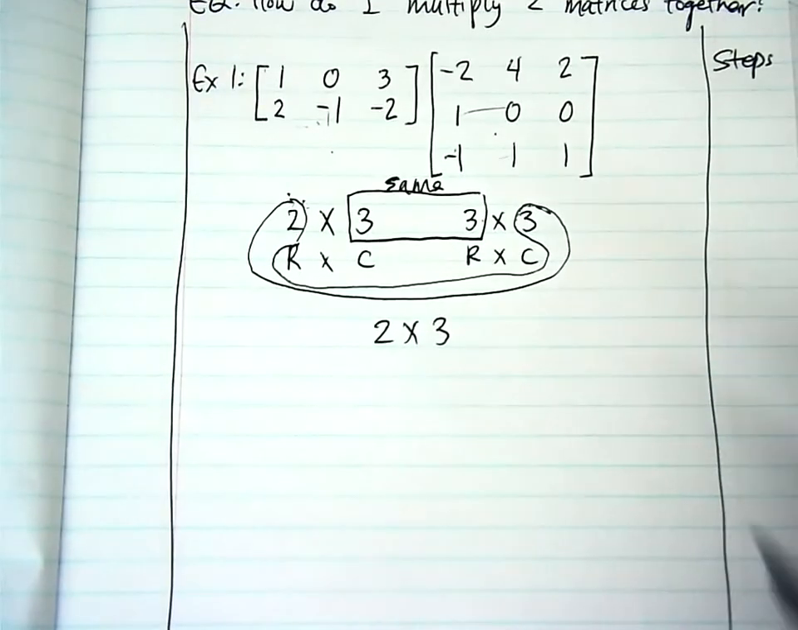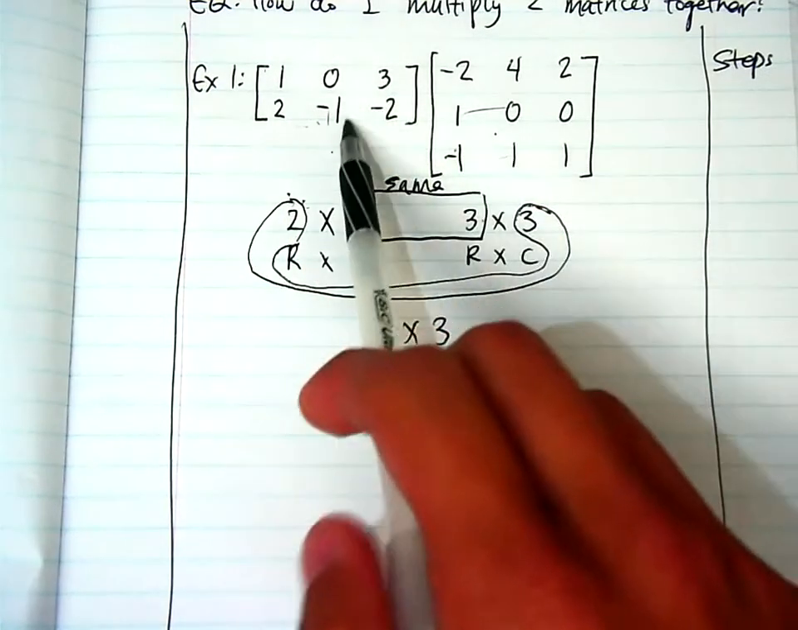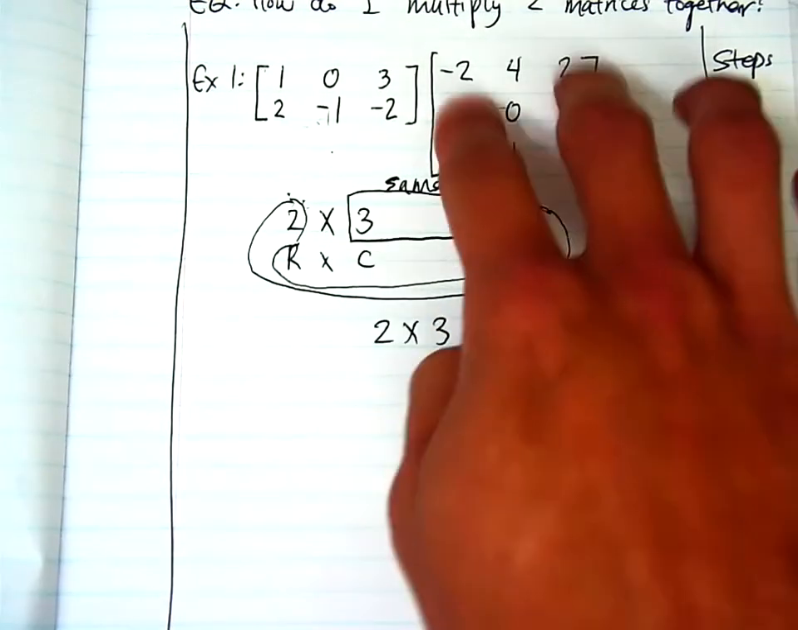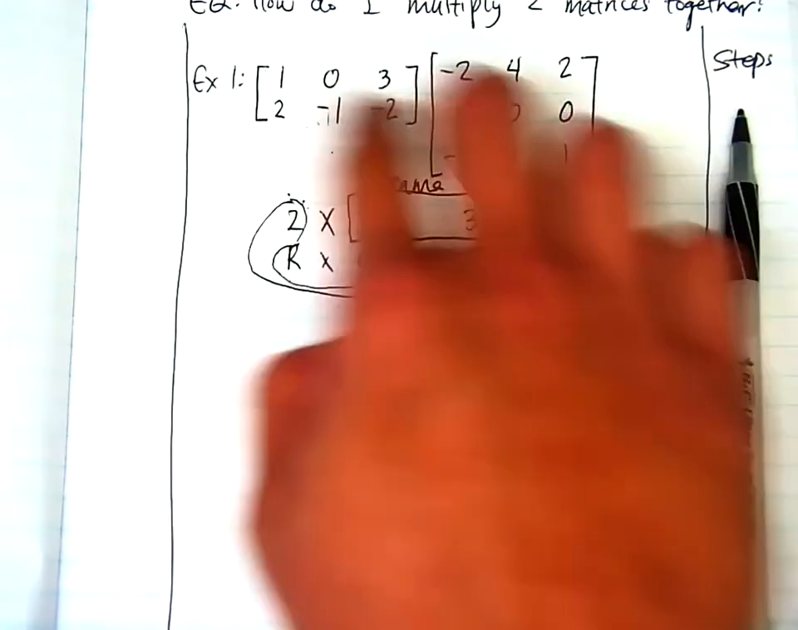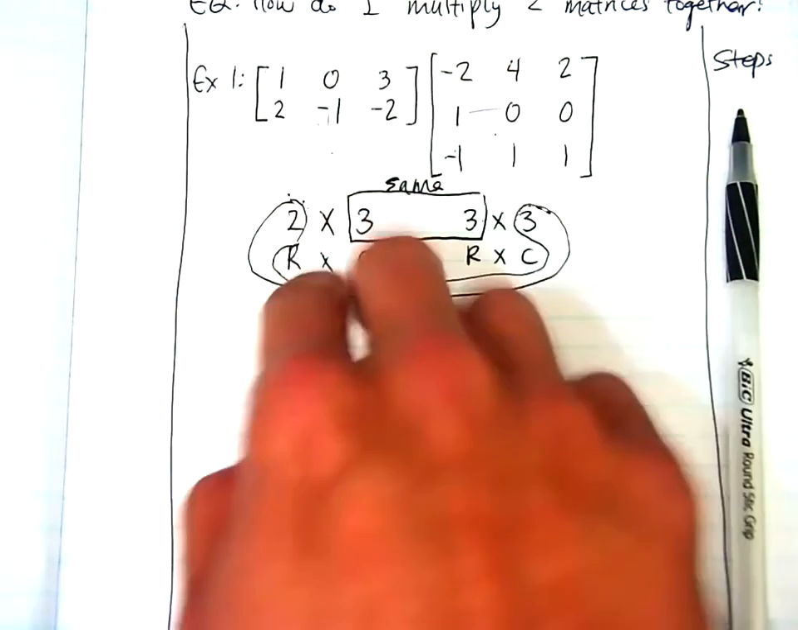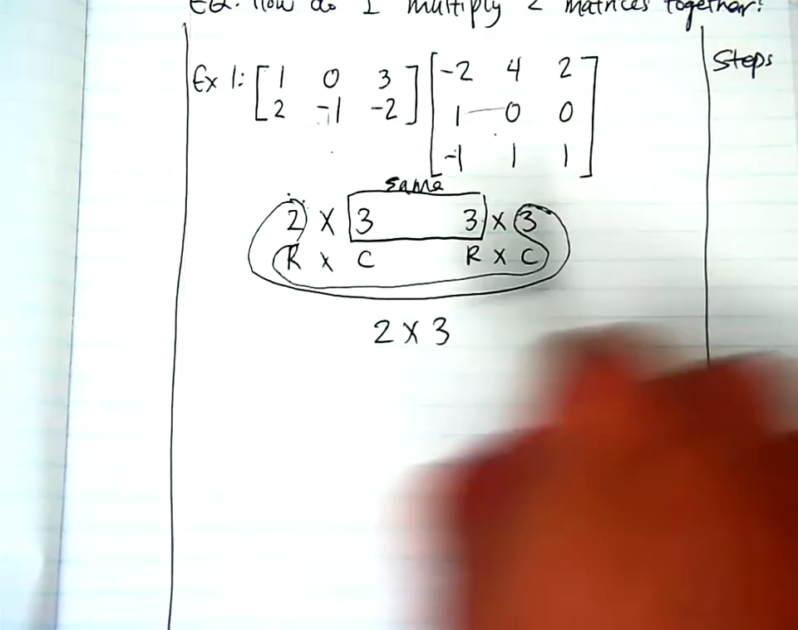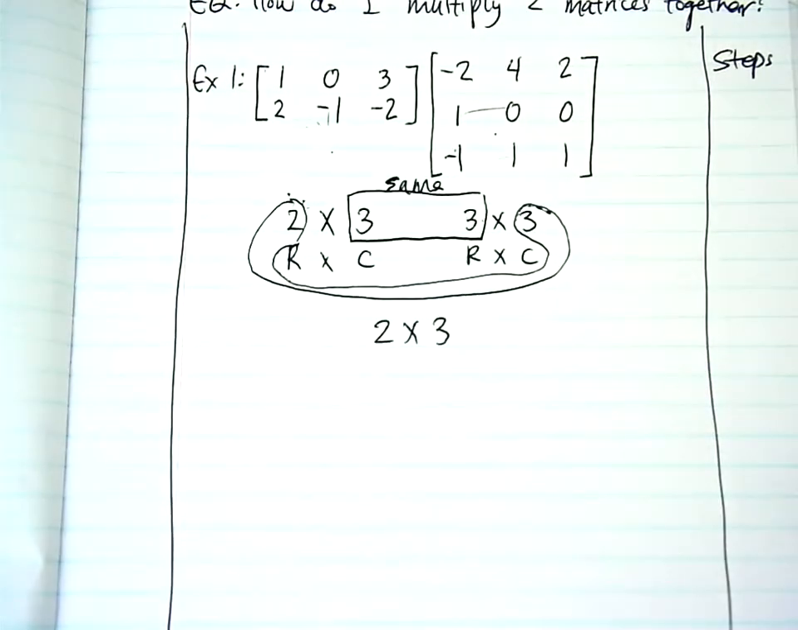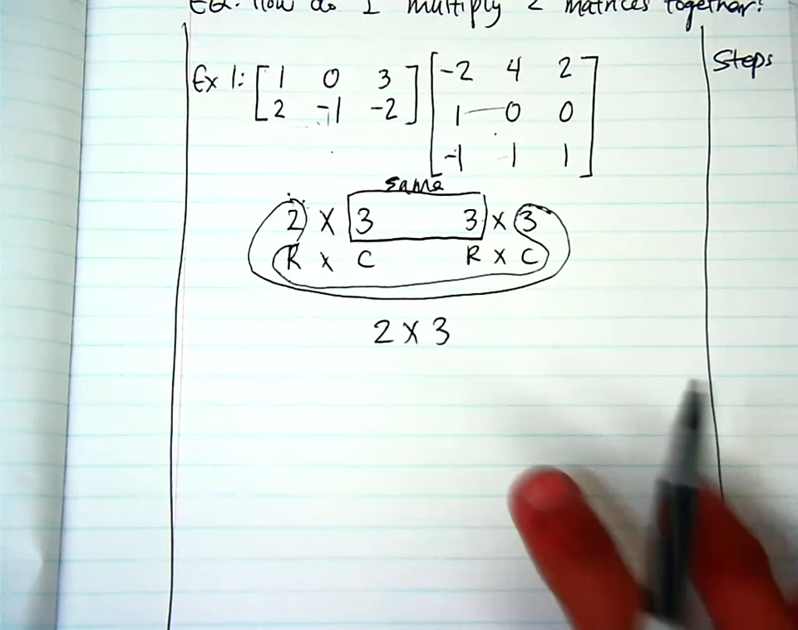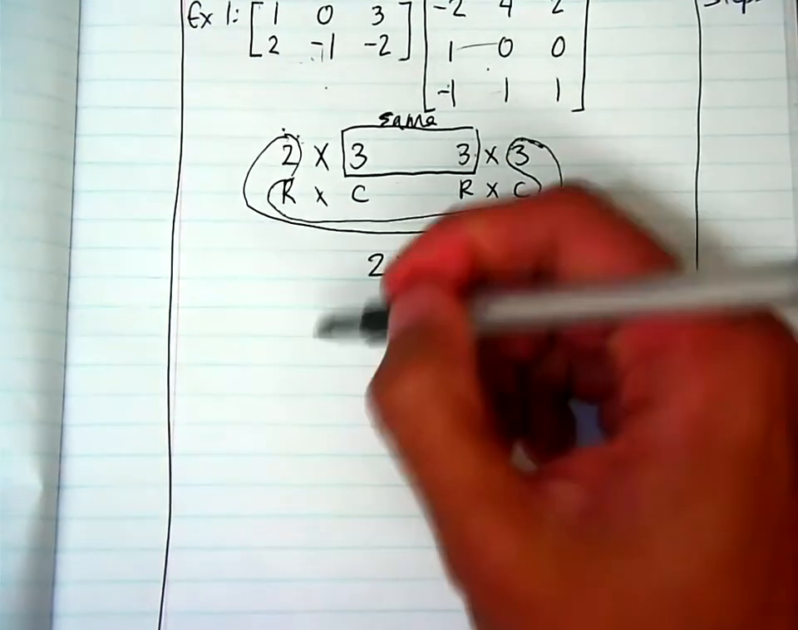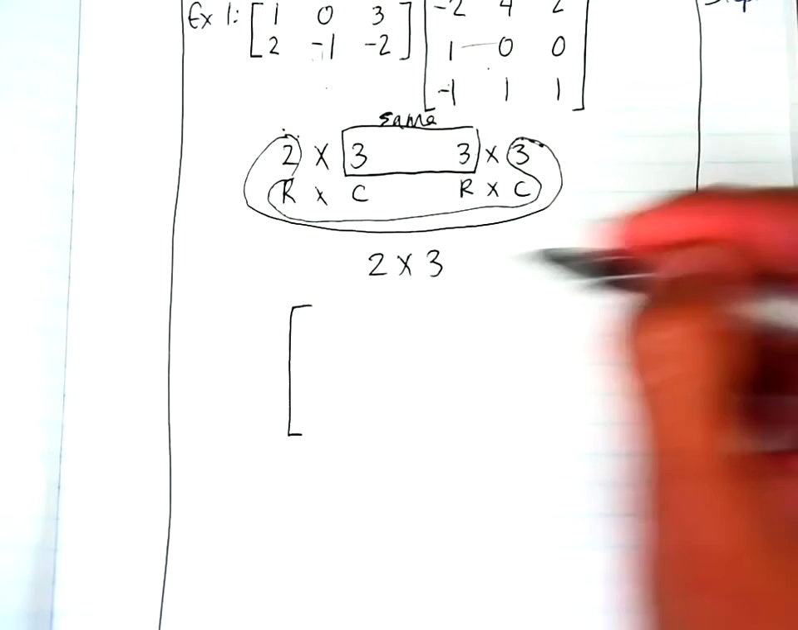Okay? And then the other thing I have to remember is I need to write it in order. You can't write this 3 by 3 first and the 2 by 3 second. Since this was on the left, I'm going to write 2 by 3 here. And since this is 3 by 3, I'm going to write 3 by 3 on the right. And again, these two numbers have to be the same. Okay, so now that I've established that, I'm going to write my new matrix.